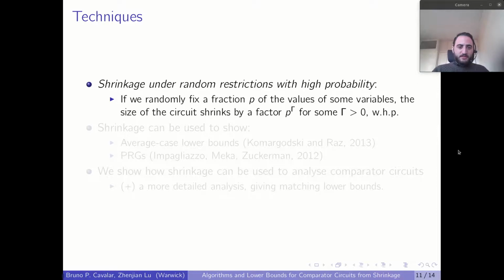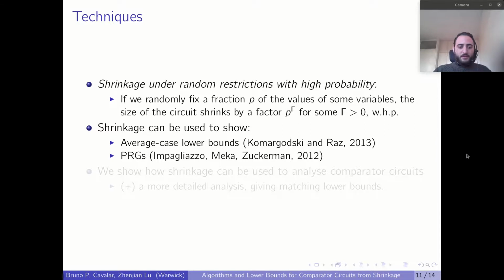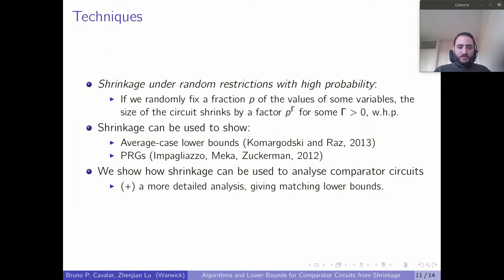So what are our techniques? We use a well-established technique called shrinkage. Under random restrictions, we show that if you randomly fix a fraction p of the values of some variables, the size of the circuit shrinks by a factor p^γ for some γ, and we show that it happens with high probability. γ is also known as the shrinkage exponent. Shrinkage can be used to show average case lower bounds and pseudo-random generators. In our work, we show how shrinkage can be used also to analyze comparator circuits, and we give a more detailed analysis to give the matching lower bounds, for instance.